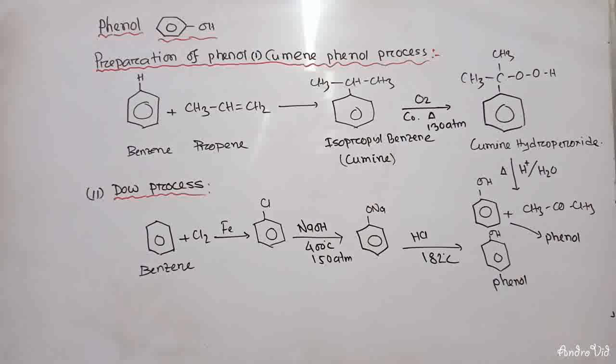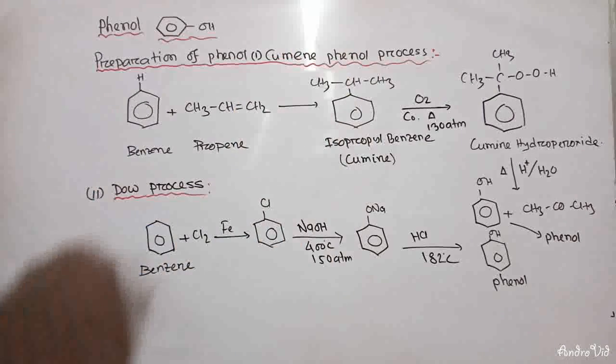There are two processes to produce phenol, one is the cumene phenol process, another is the Dow process. So to prepare phenol, there are two processes. The first one is the cumene phenol process and the second one is the Dow process. So what is the cumene phenol process?